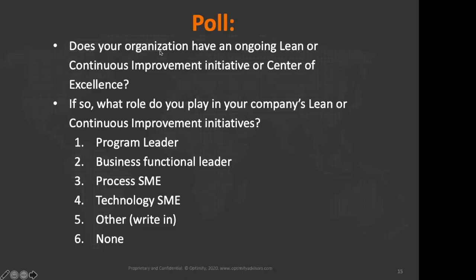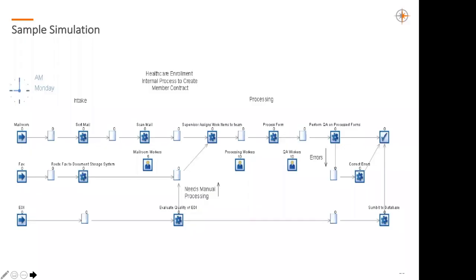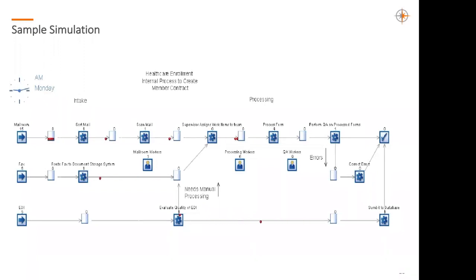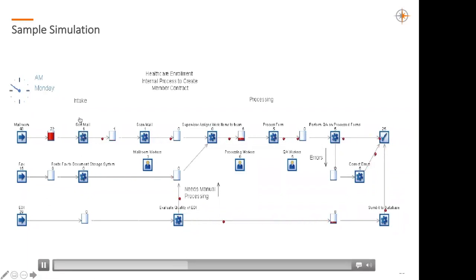Moving forward, it's a sample simulation. This is just one we have for demos. The ones we develop for real life scenarios are generally a lot more complex, but this does a good job of showing your process flows. You have your intakes, your queues, and the processing areas. As the balls are moving across, those are specific work items.